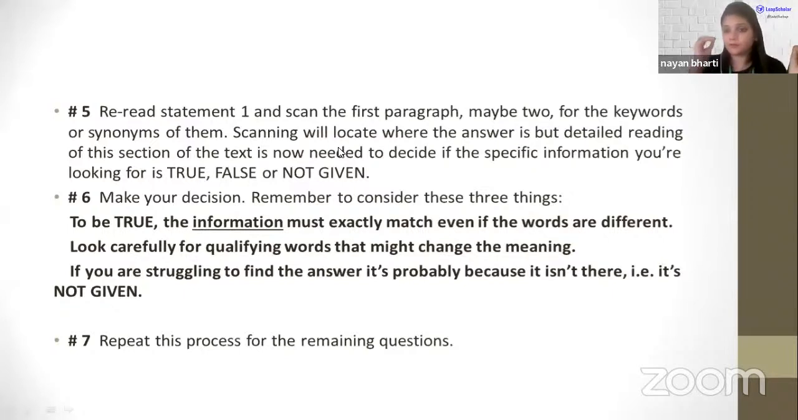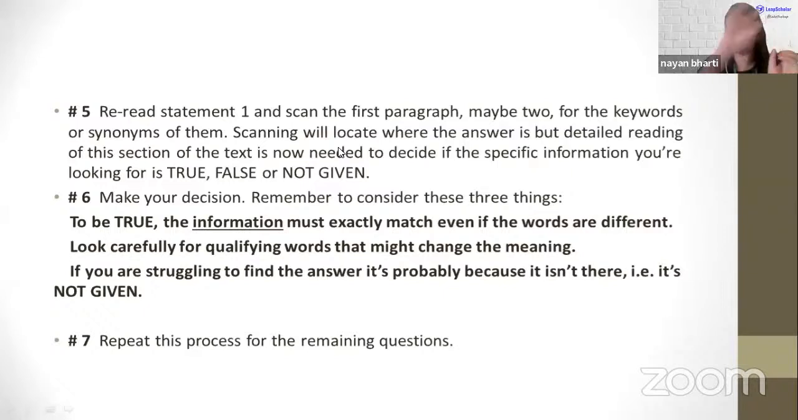Be very sure before writing your answer. Just give one second and recheck, if you're writing the answer false, whether that information is contradictory or missing, because generally we go wrong with false and not given, right? Look for the qualifying words, look for the distractors. These are going to help you a lot while doing true false not given. Okay, so hopefully this part is clear.